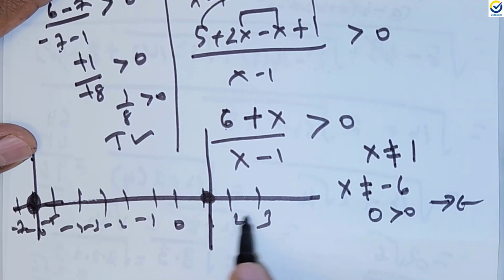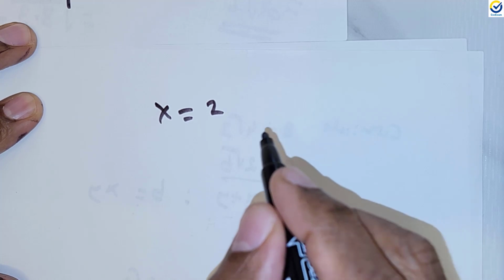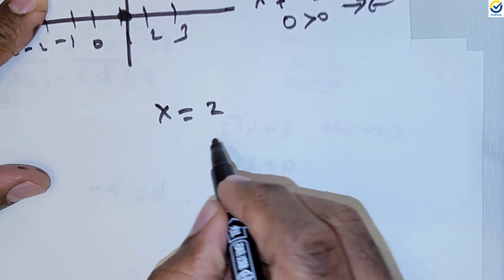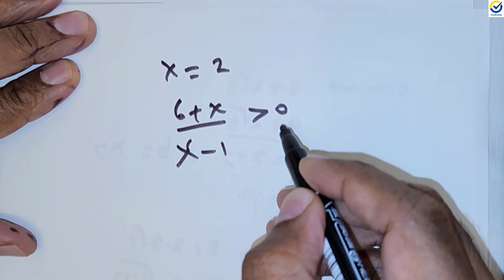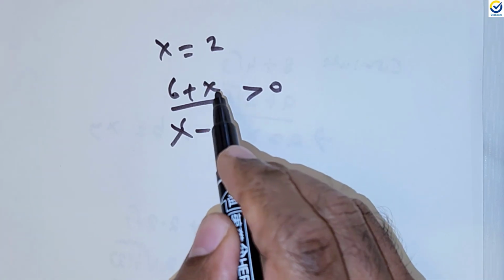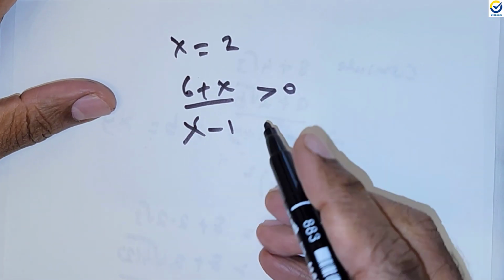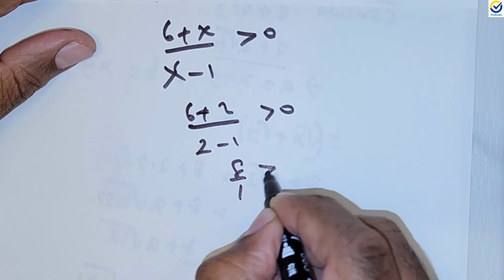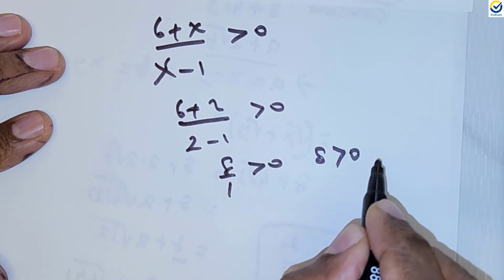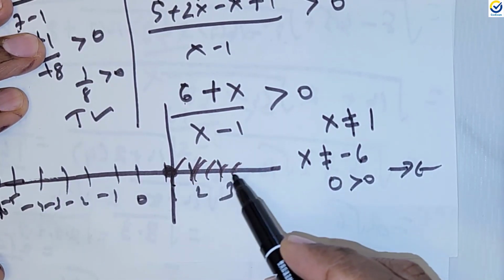and check for values on this side. So x is equal to 2. x cannot be equal to 1, but I'm taking x equal to 2. So (6 + x)/(x − 1) should be greater than 0 for x equal to 2. (6 + 2)/(2 − 1) > 0. This is 8/1 > 0, which means 8 is greater than 0. Clearly this is true, so all values on this side are also holding good.